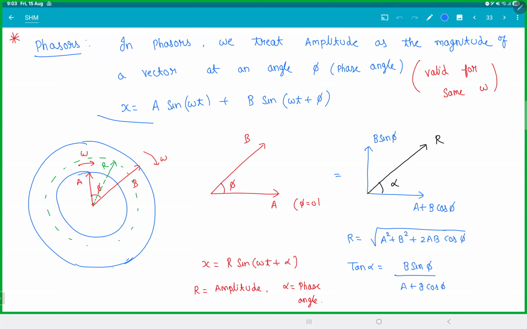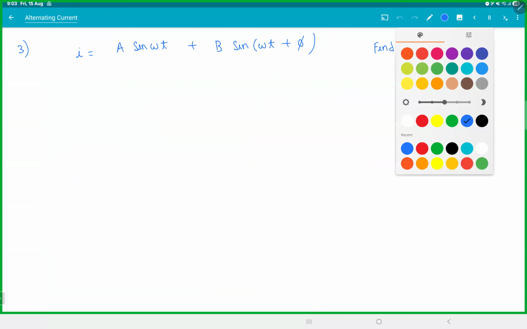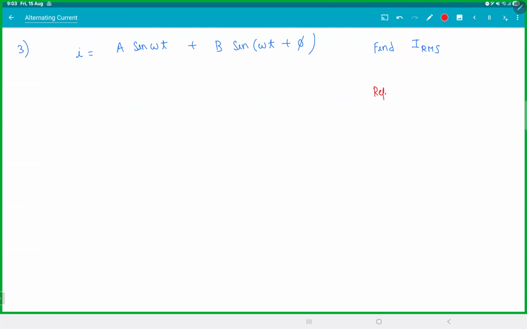If you have two functions, a sine omega t plus b sine omega t plus phi, you can treat the amplitude as a vector and the phase angle as the angle of the vector. So a sine omega t has zero angle, so you can treat it as A, and b sine omega t plus phi at an angle phi. Treat them like vectors, resolve, finish it off. Page 33, SHM phasors. The best thing is you can do this even if I give you 10 functions.